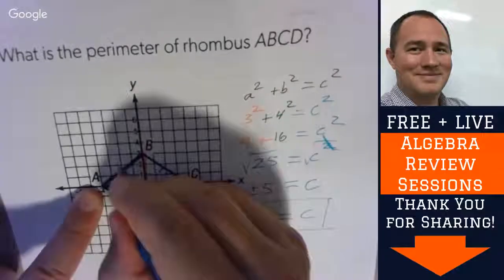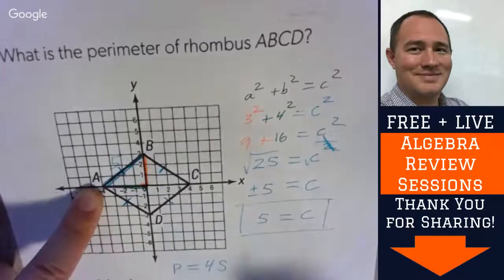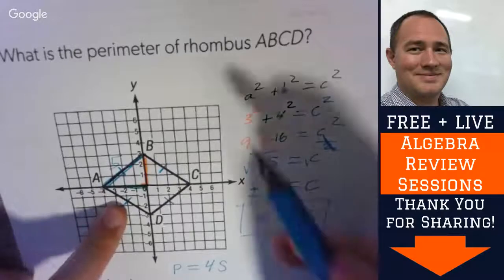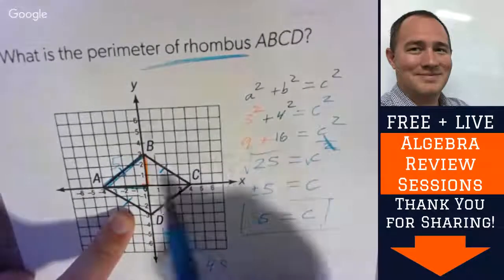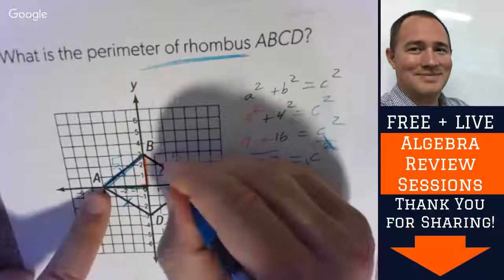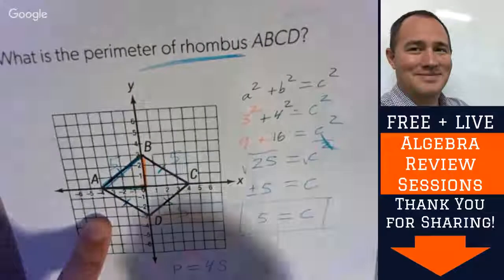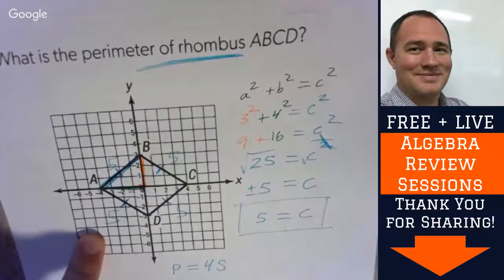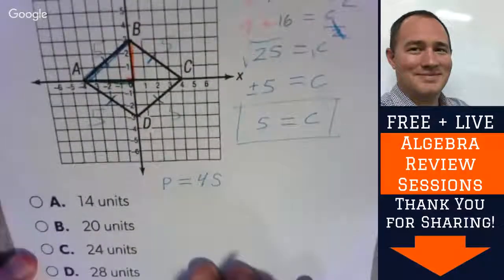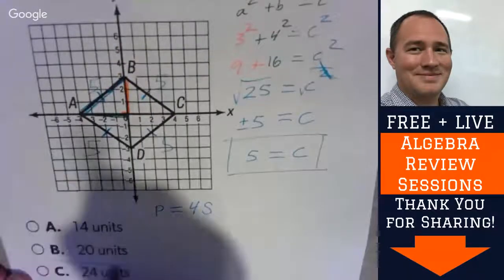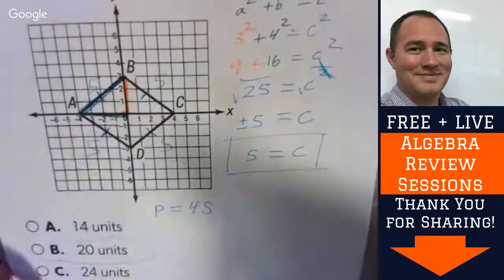So if this is 5, we could do the math 3 more times, but if we remember the property of a rhombus, we can save time. If each of these sides is equal and we found one to be 5, each of those is 5: 5, 10, 15, 20. So our answer is going to be B.